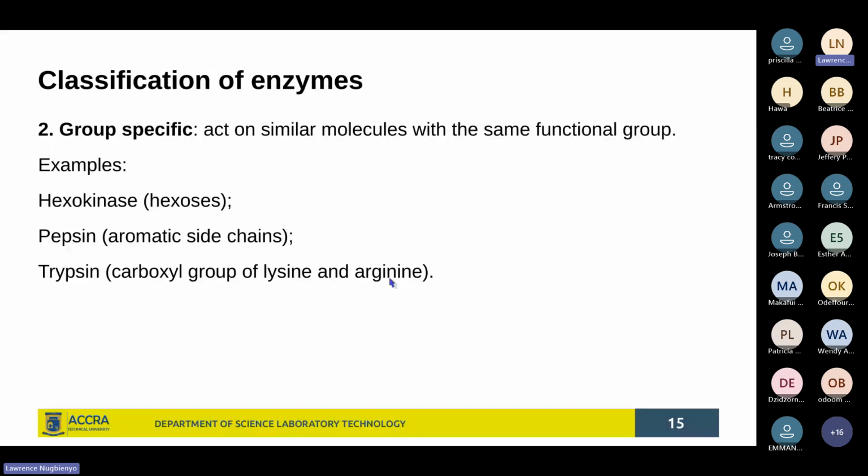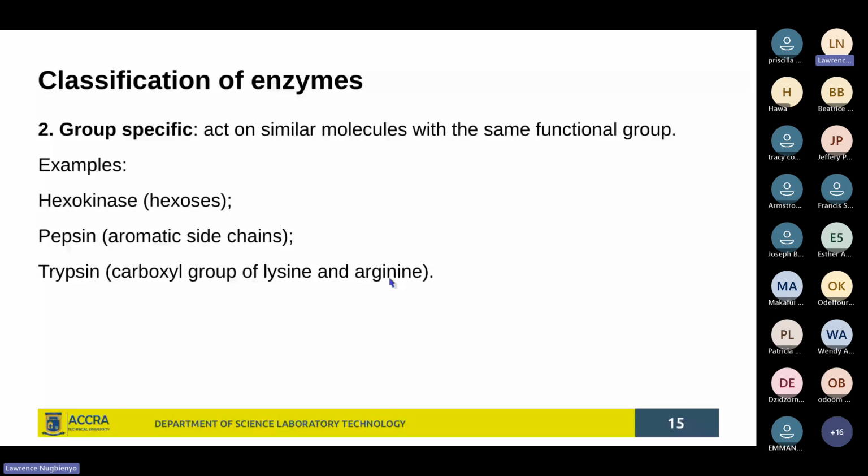We have 3 of them: phenylalanine, tyrosine, and tryptophan. So when any of these 3 forms a peptide bond with another amino acid, pepsin can act on that peptide bond, breaking it.